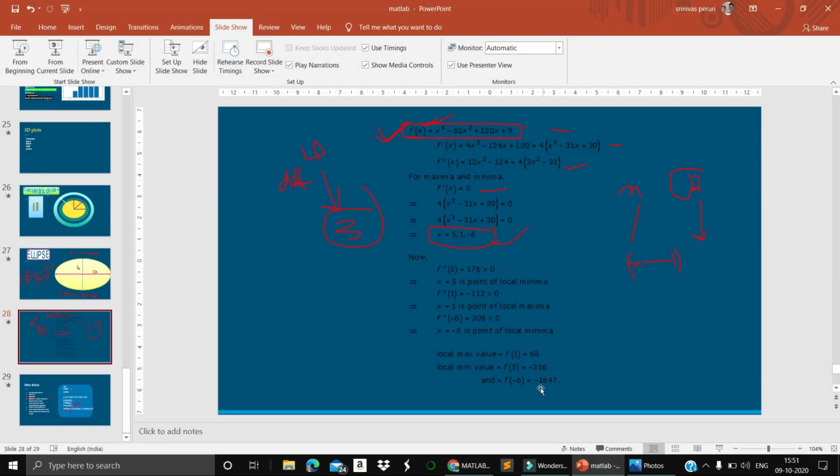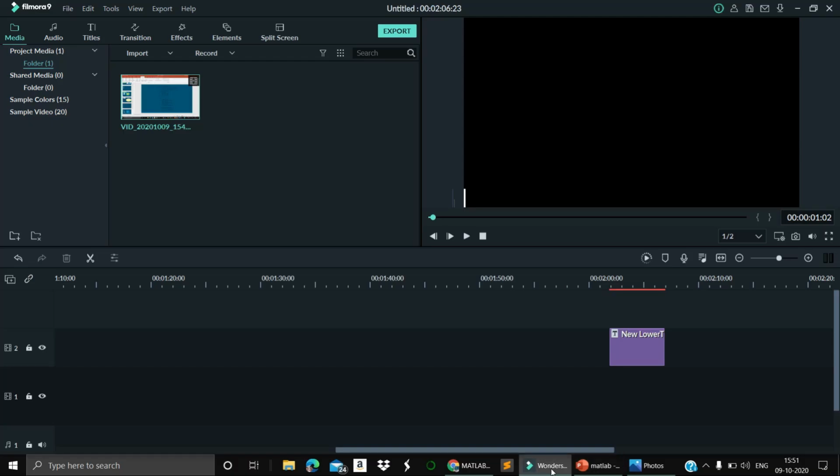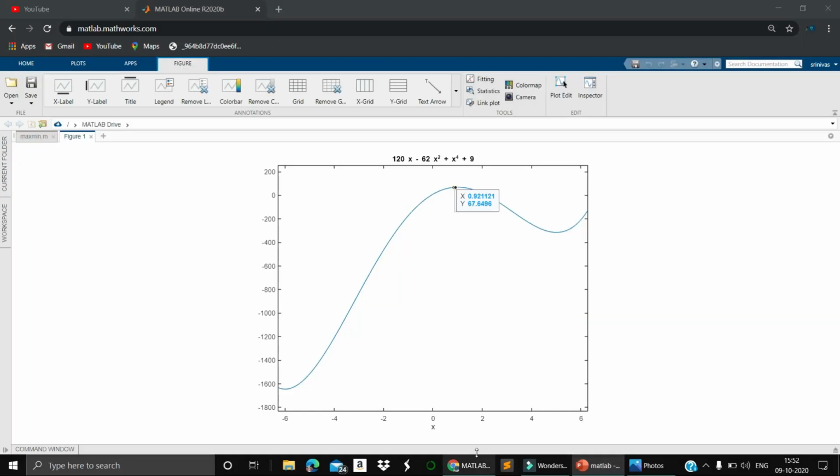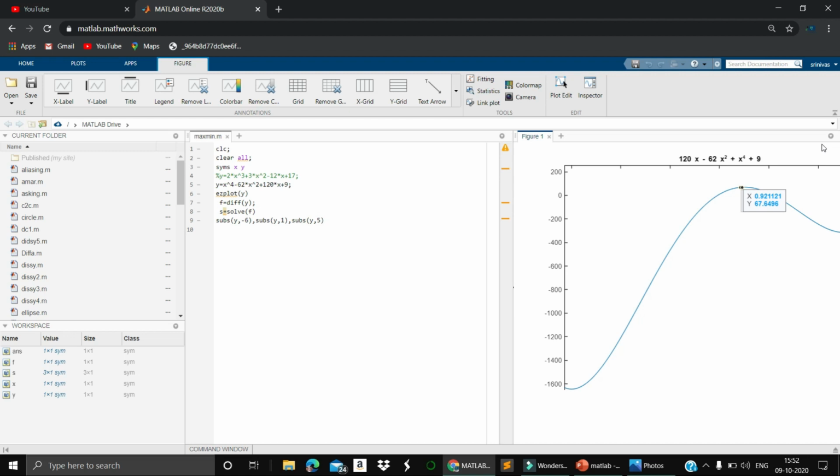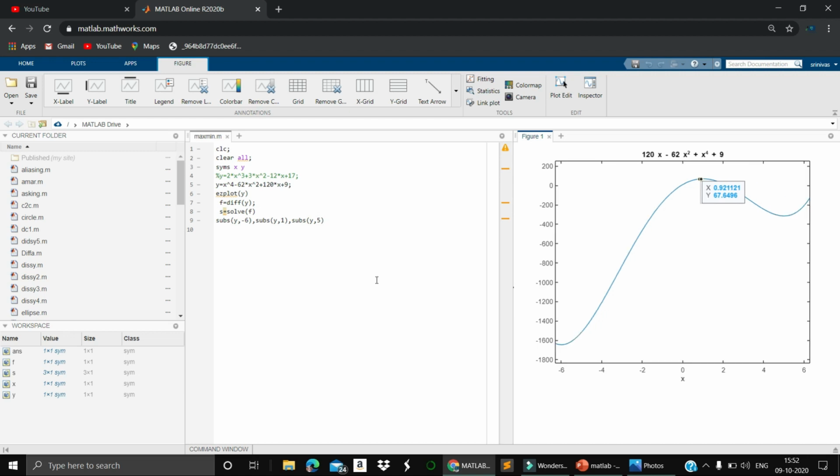We got that value at y, f of y equals some equation, right. We have taken it. So at 68, the y coordinate value is 68. You can clearly observe here, 67 is almost 68. So we can clearly notice that in this way we can find the maximum value and minimum value using MATLAB. So that is it for this session.